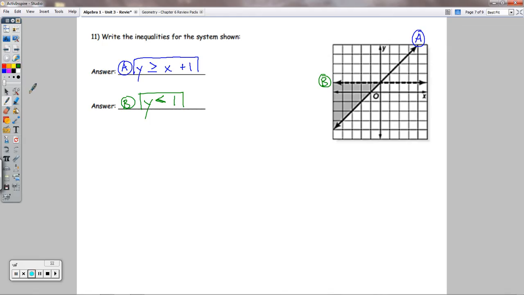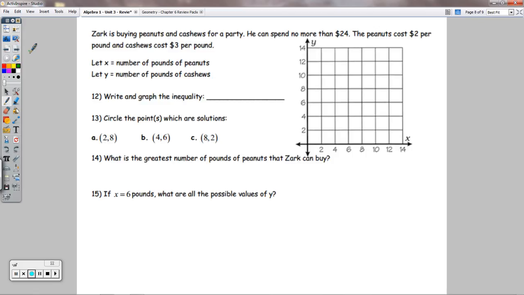Let's take a look at the last page then. We've got Zark. Zark is buying some peanuts and cashews for a party. He can spend no more than $24. The peanuts cost $2 per pound, cashews cost $3 per pound. X is the number of pounds of peanuts, y is the number of pounds of cashews. And we need to write and graph the inequality.